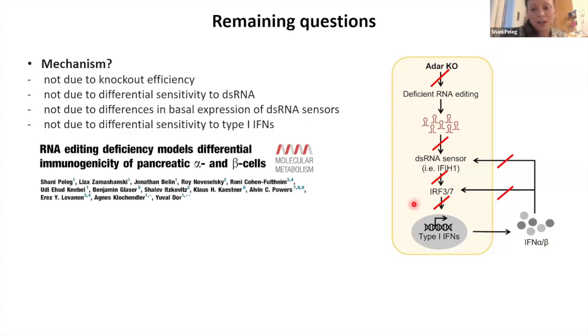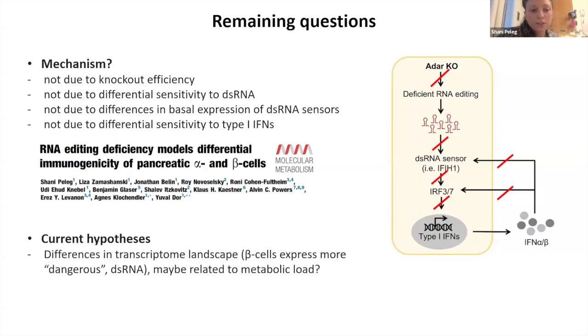So up till now, I presented our main findings that we've published in Molecular Metabolism this year. And regarding the mechanism, we have managed to narrow it down, but we haven't reached a final validated mechanism that underlies this differential sensitivity of alpha cells and beta cells to ADAR knockout. And we currently have two leading hypotheses that we've been working on at the lab.